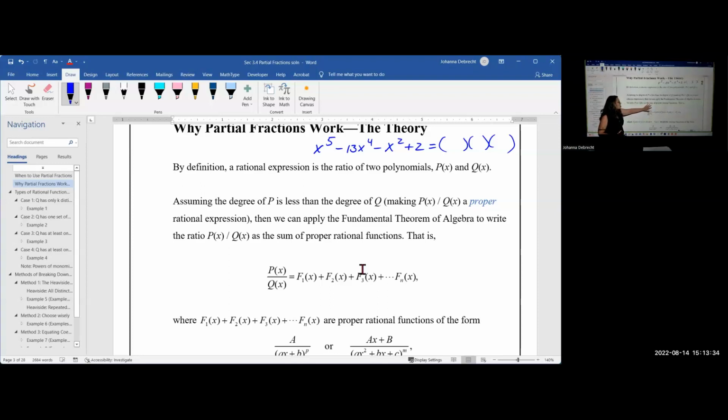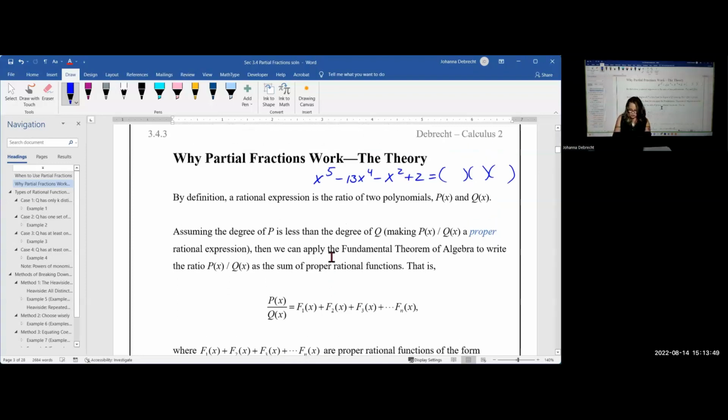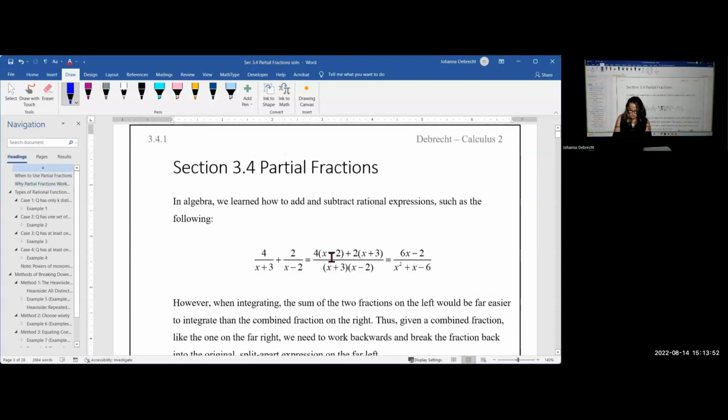Now, the fundamental theorem of algebra also lets us write it as the sum or difference of a bunch of smaller, proper, rational functions. In other words, we've broken it down into something simpler. This is getting back to what we started with at the very beginning of this section up here. In other words, the fundamental theorem of algebra lets us take this more complicated fraction on the right and break it down into the sum of these simpler fractions on the left. So the fundamental theorem of algebra guarantees that we can factor the denominator and that we can rewrite it as the sum or difference of simpler fractions.